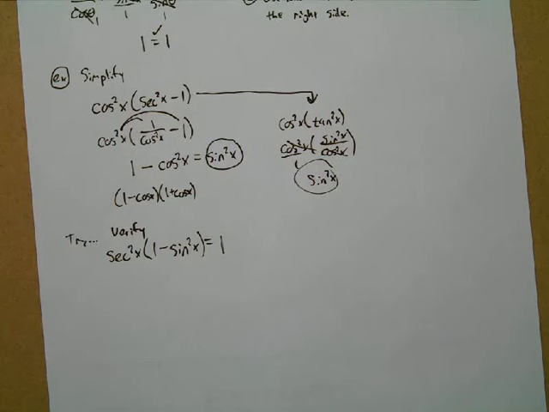The Pythagorean identity is cosine squared x plus sine squared x equals 1. If we manipulate this, I can subtract the sine squared over, right? So really cosine squared x equals 1 minus the sine squared of x. So what is 1 minus sine squared? Same thing as cosine squared. So then we put it in there, right?